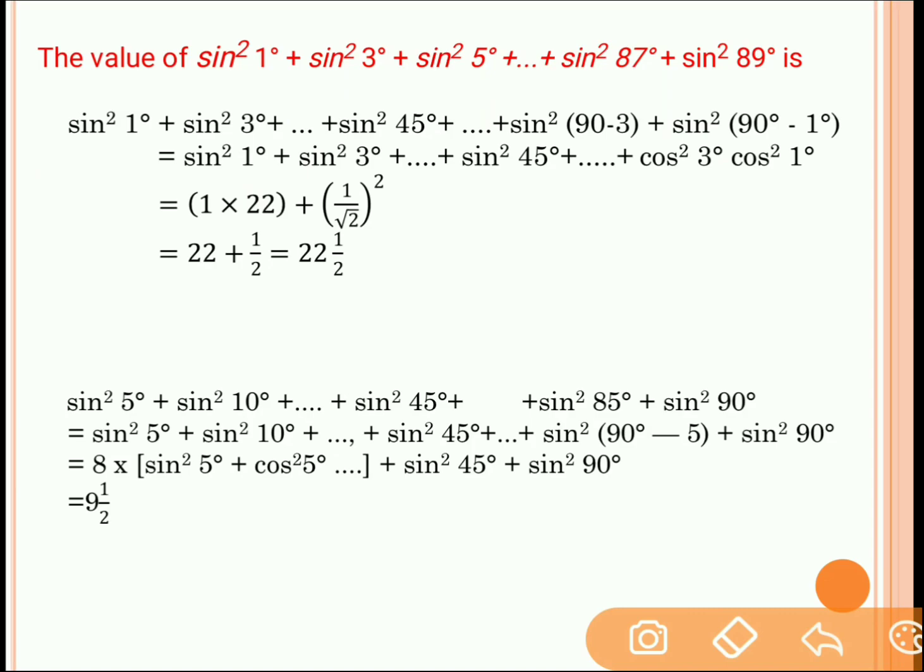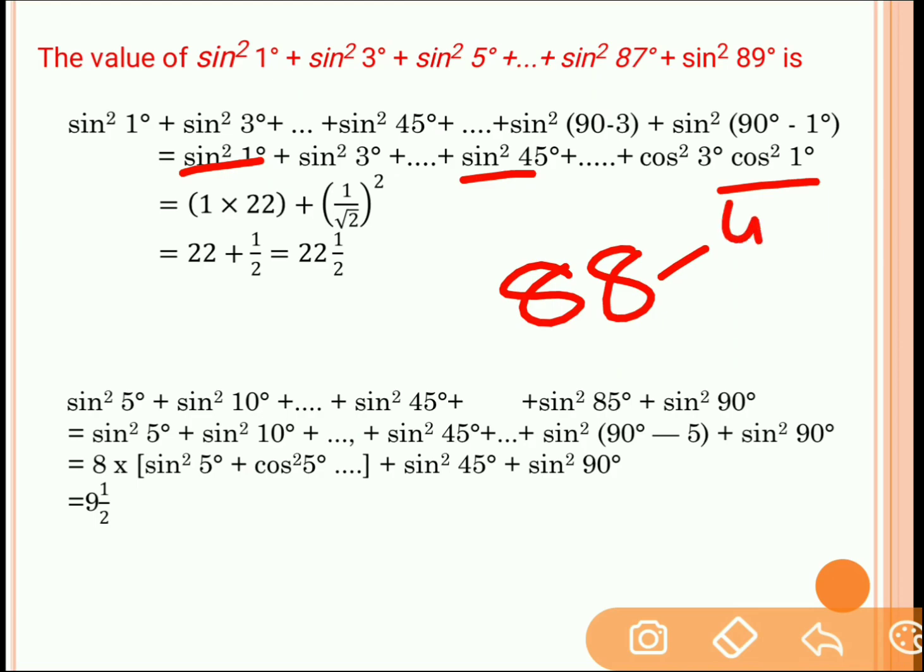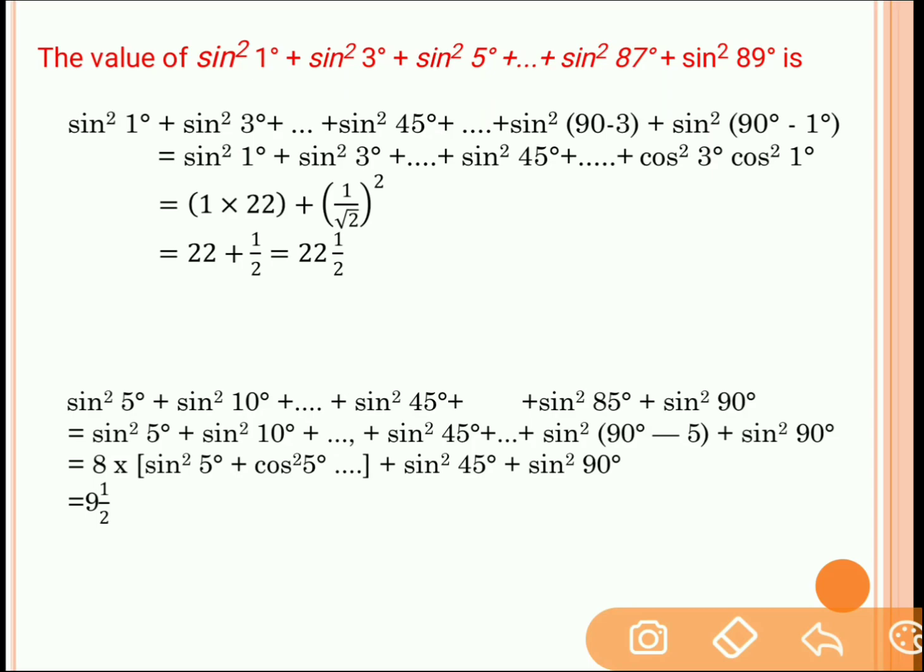Now we need to see how many pairs are there. How many such pairs are there? Such pairs means what? Sin square theta plus cos square theta, that is sin square 1 plus cos square 1 is equal to 1. Now we need to find out how many pairs are there between 1 degree to 89 degree. So between 1 to 89, excluding sin square 45, there are total 44 odd multiples. So there are total 44 terms in these expressions excluding sin square 45.